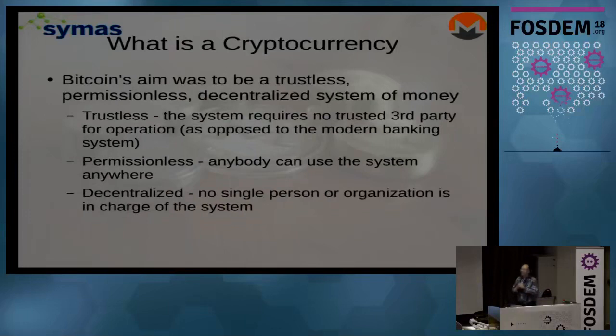Okay, so Bitcoin, the first really successful digital currency. It had a couple of missions, right? It was aiming to be a trustless, permissionless, and completely decentralized system of money. The point of being trustless was to avoid needing third parties to participate in every transaction. In the modern banking system that we have today, you are always dealing with trusted third parties. You're always dealing with banks and credit card processors and all these others that you trust with your data to carry your transactions from point A to point B.